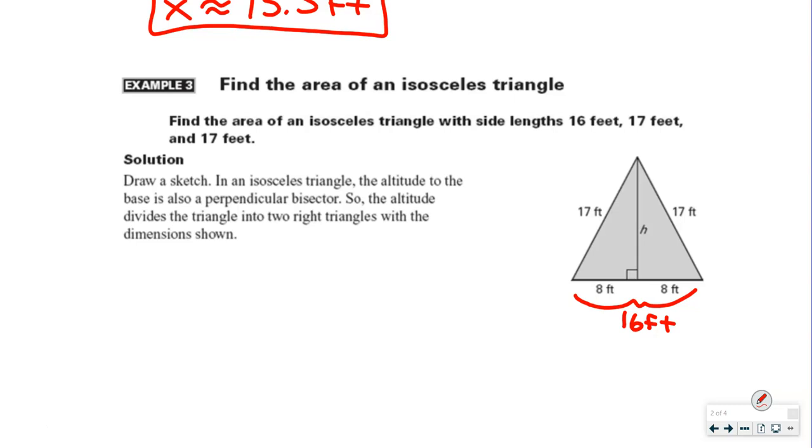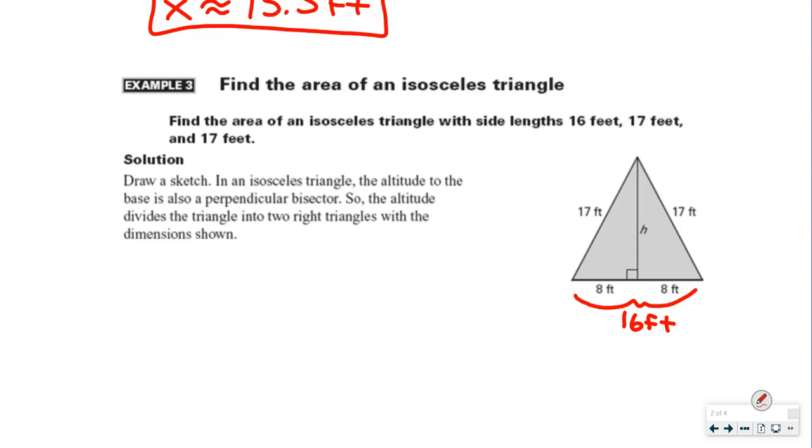But in an isosceles triangle, the altitude to the base is also a perpendicular bisector. So notice where h, our height, that's our altitude, is bisecting that bottom side. That bottom side length is 16, and it's splitting it perfectly in half. This only works with isosceles triangles. It will only be a perpendicular bisector if the triangle is isosceles. Or if you know it's a perpendicular bisector, you know the triangle is isosceles. So it is splitting that base in half into 8 feet and 8 feet.